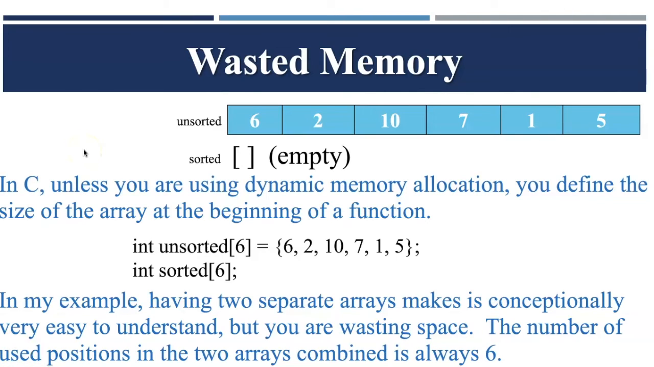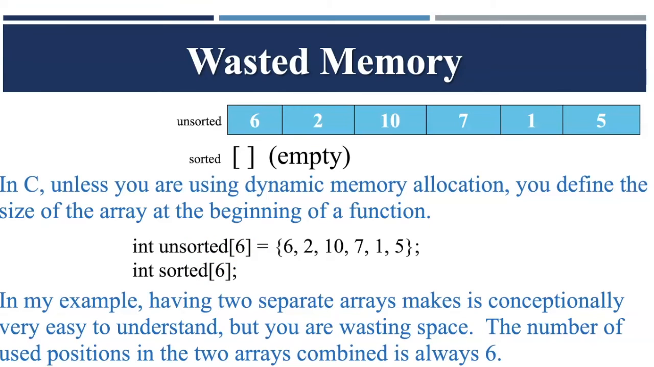One of the weak points of that last sort algorithm, that insertion sort, is that we're wasting memory. So in C, you're either dynamically allocating memory, or at the beginning of the program, you're hard coding the value that's the size of the array. So in our example, we had hard coded a size 6 for our unsorted array and a size 6 for our sorted array.